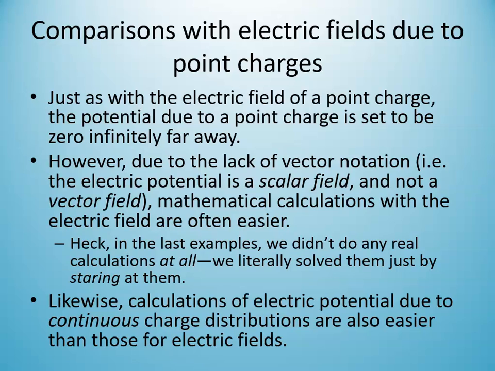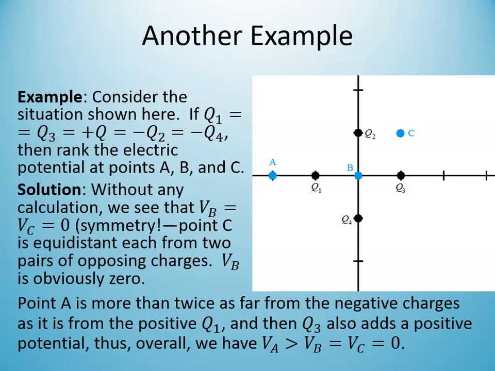So just as with the electric field of a point charge, the potential due to a point charge is set to 0 infinitely far away. But because the electric field is a vector field, making a lot of mathematical calculations particularly tedious, a difference from that is that the electric potential is a scalar field. We don't have any vectors coming into it. Going back to this example, no vector signs came into this at all.